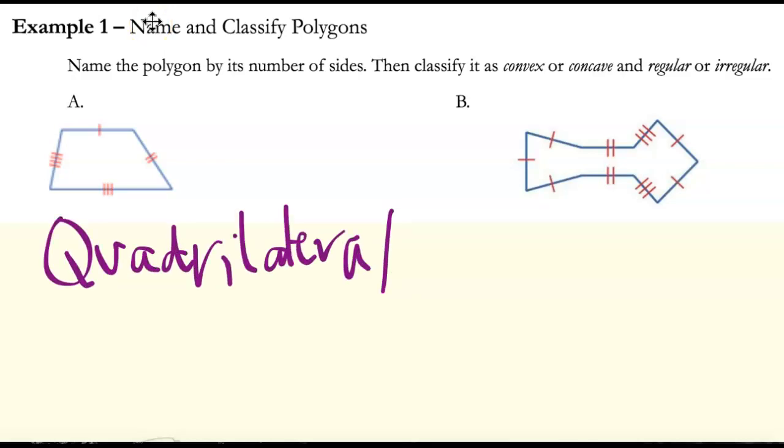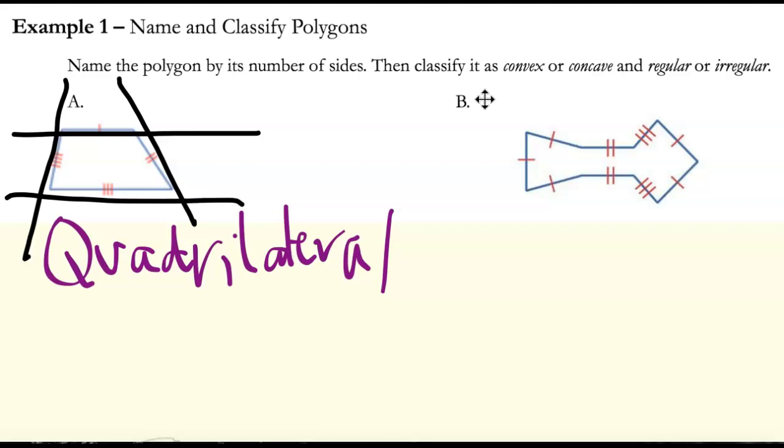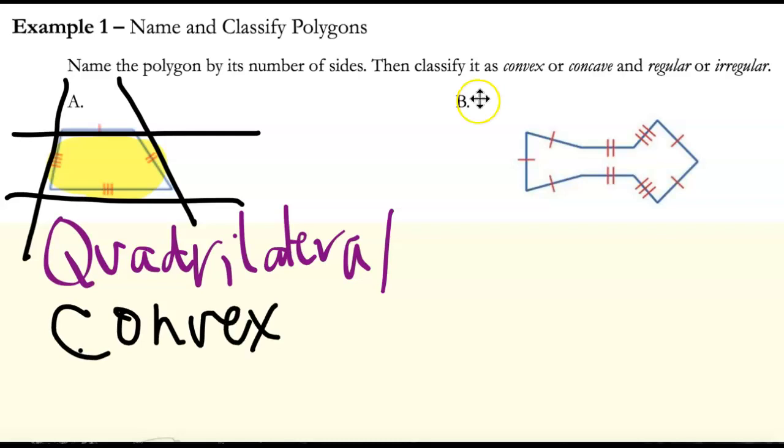And then we want to also classify it as concave, convex, and regular or irregular. So again, with the convex versus concave, we have to think about extending the lines. If I extended all the lines in all directions, it never happens that the lines go on the inside of this one. So this will be convex. And then in order to be regular, you need to be both equiangular and equilateral. And that is not true in this case, so this would be irregular.